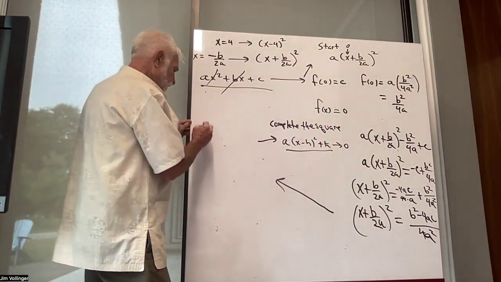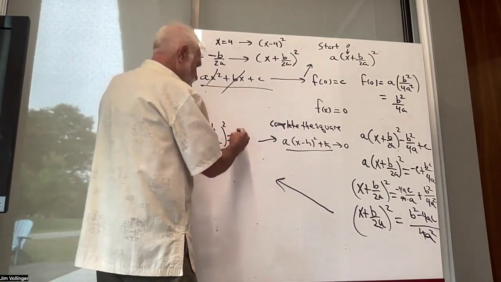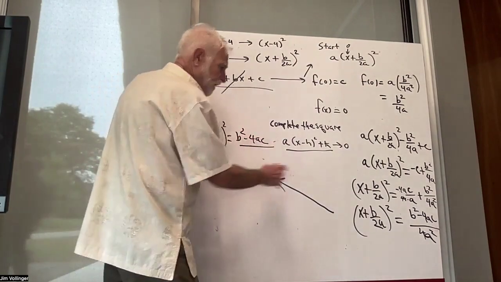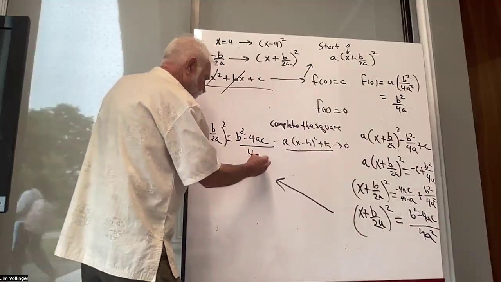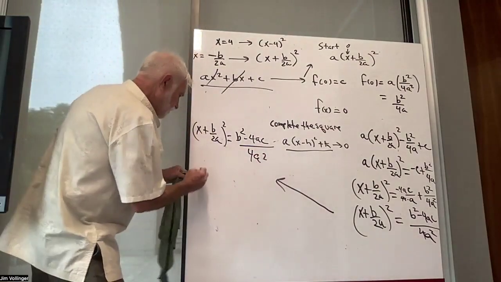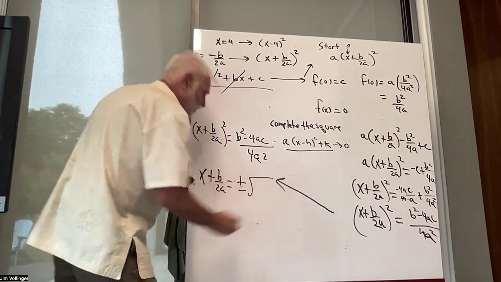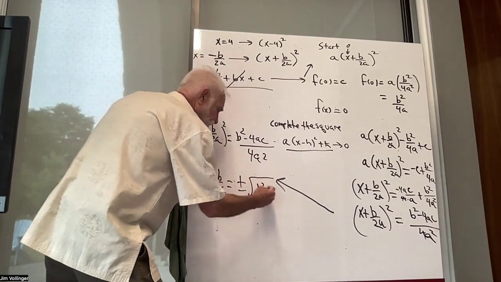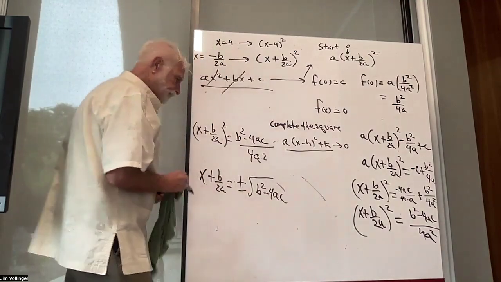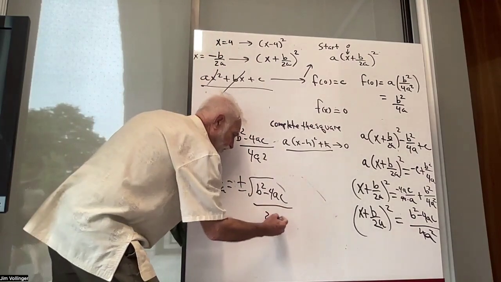So right now we're at x plus b over 2a squared equals b squared minus 4ac over the common denominator. Now I have a common denominator, 4a squared. I'm going to have to use the eraser here. So I am going to, well, maybe not yet. X plus b over 2a equals plus or minus the square root of b squared minus 4ac. And to save a little space, I'm going to take the square root of the denominator. Hope people can see that that's 2a.